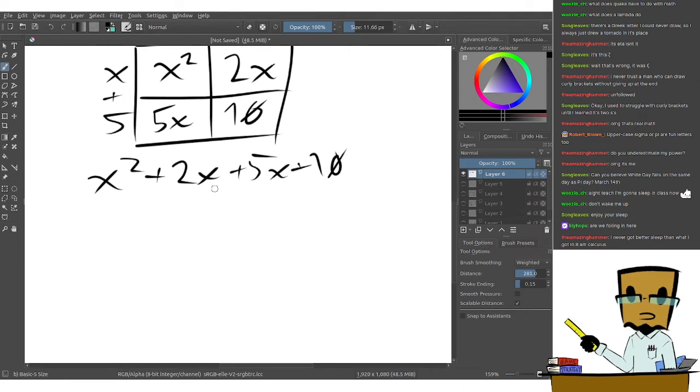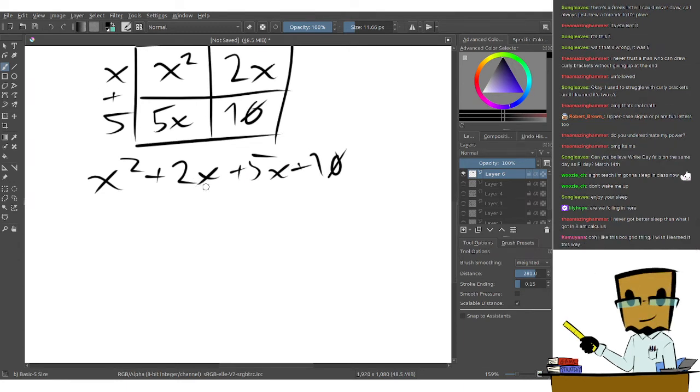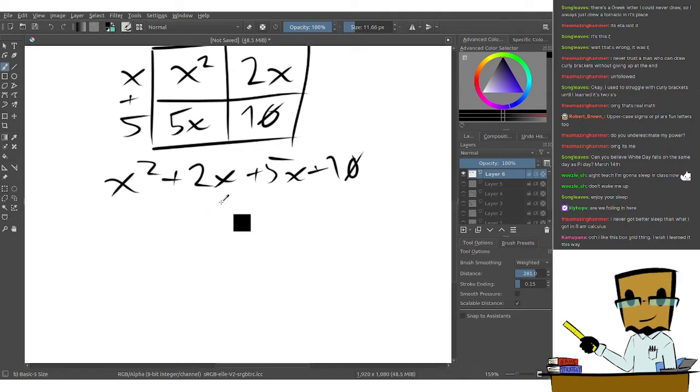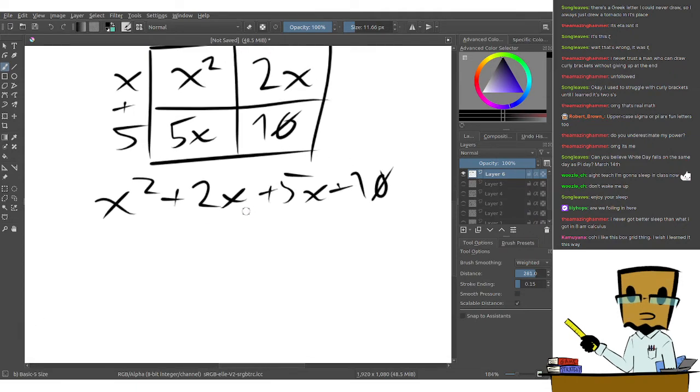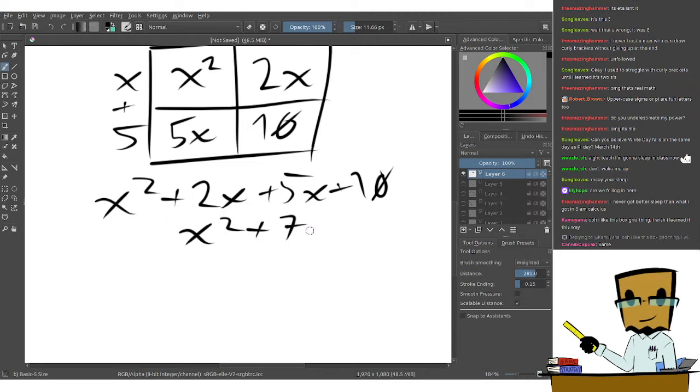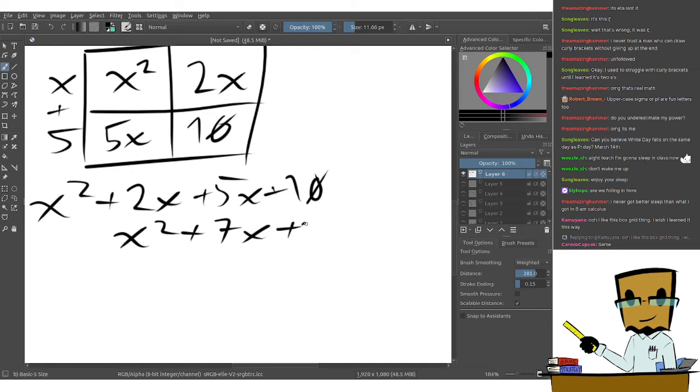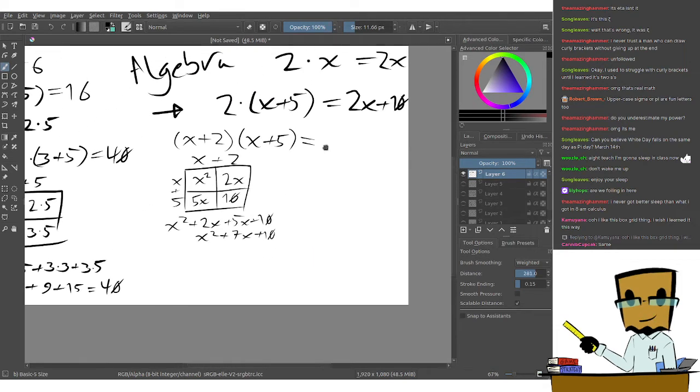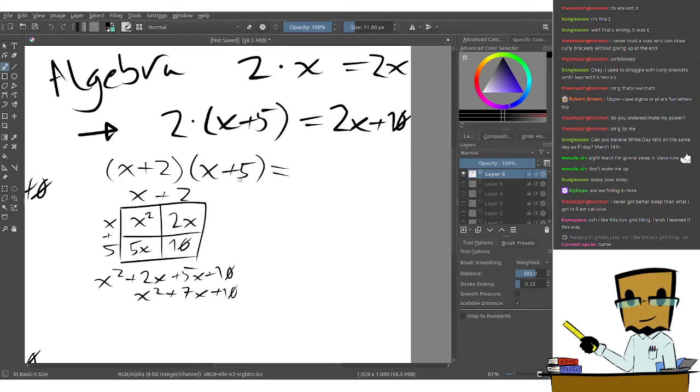Easy. And then we can simplify this. 2x plus 5x. Okay, yeah, the box squared. Same difference. x squared plus 7x plus 10. There you go.